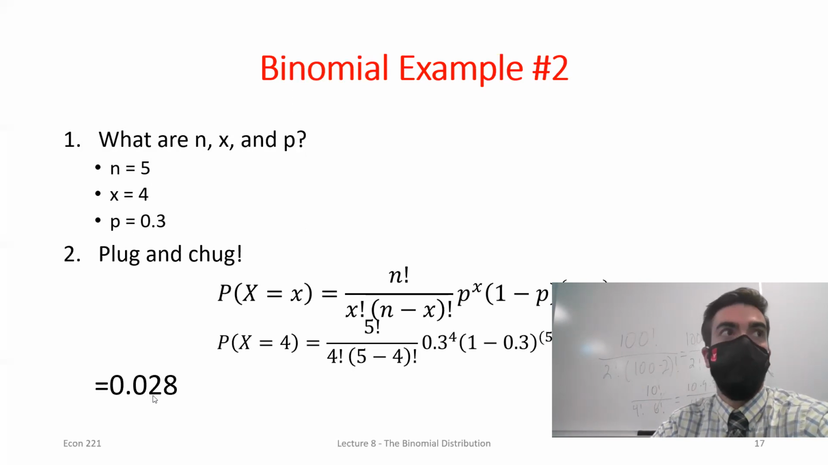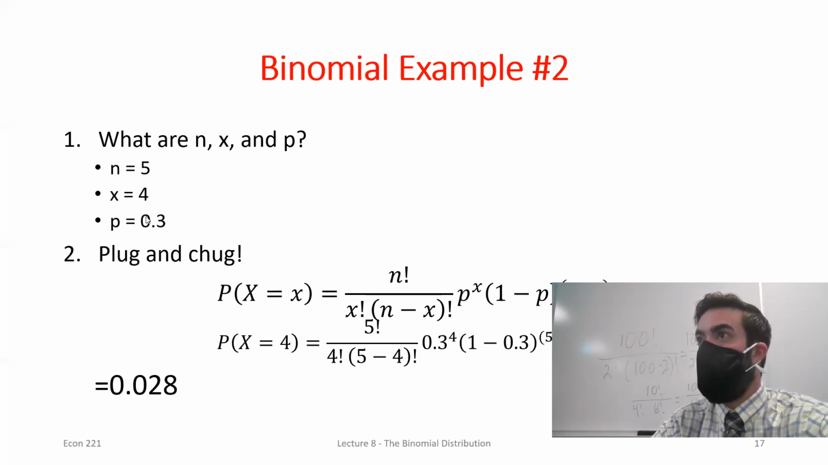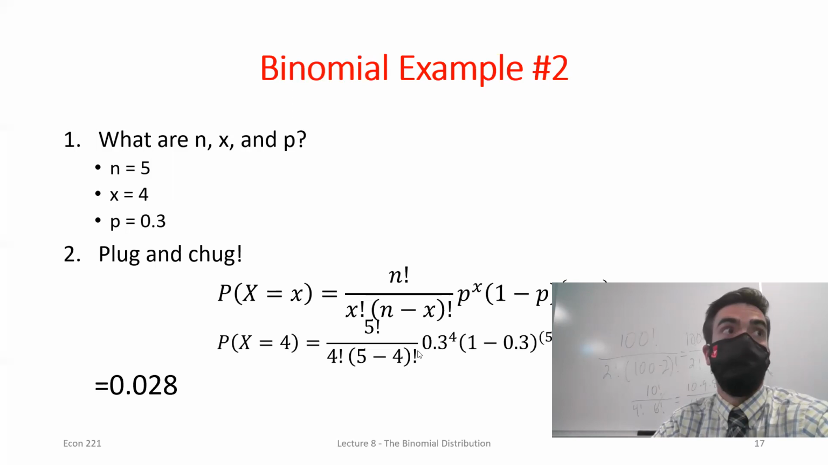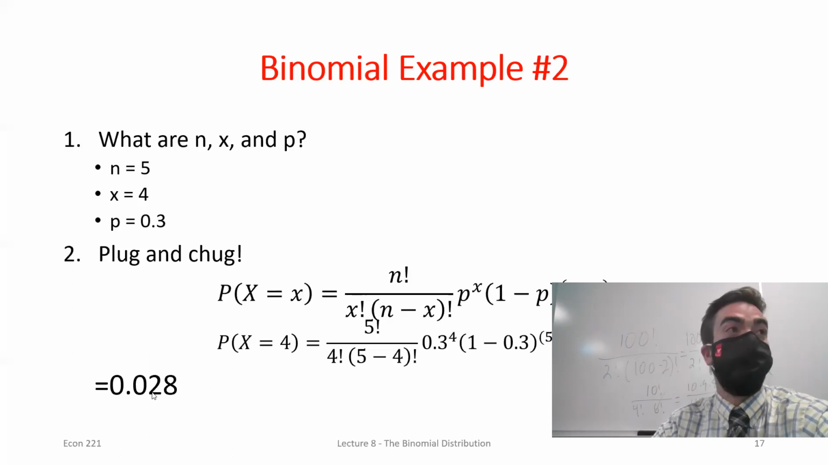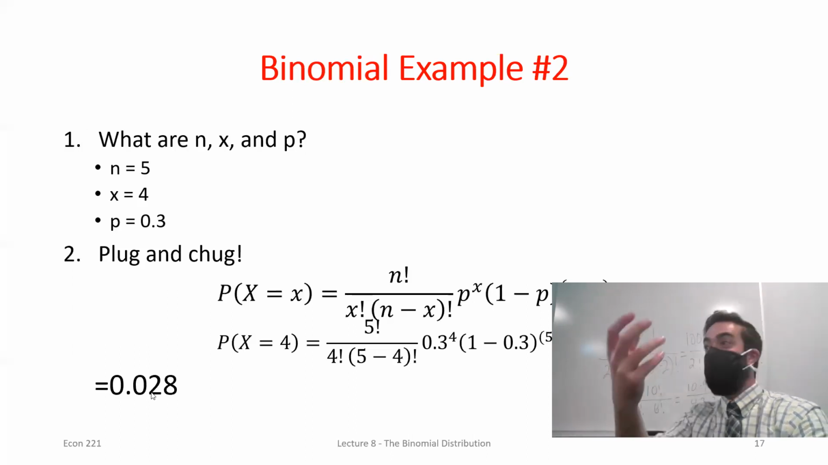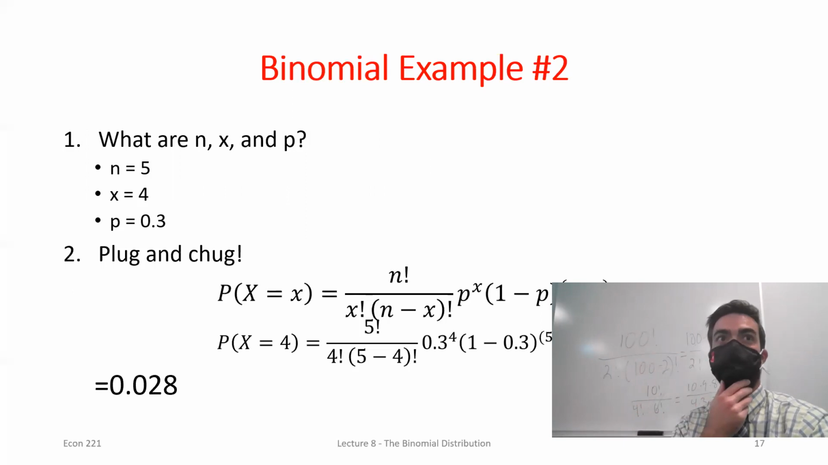Now, what if I wanted to find the probability that all 5 had a college degree? What do you think is probably true about that probability? It's even lower. It's probably pretty much 0. We could plug in 5 here and figure it out, but it's going to be really close to 0. If the probability from 3 to 4 fell by 0.13 to 0.028, I'm guessing once we go from 4 to 5, it's going to be almost 0.